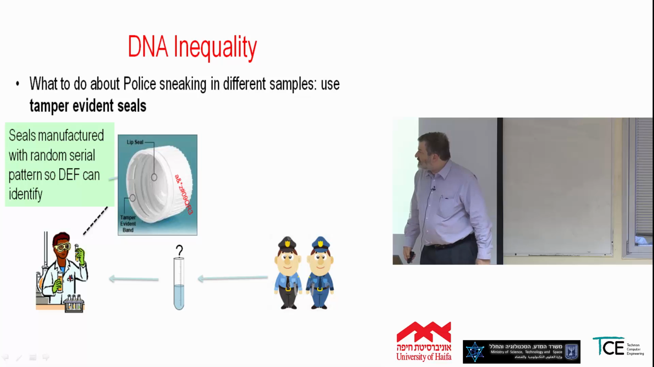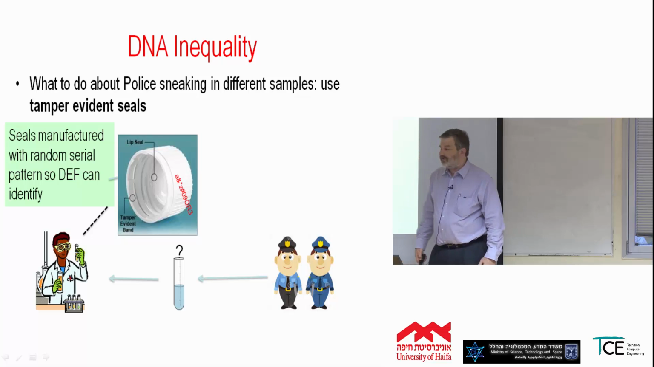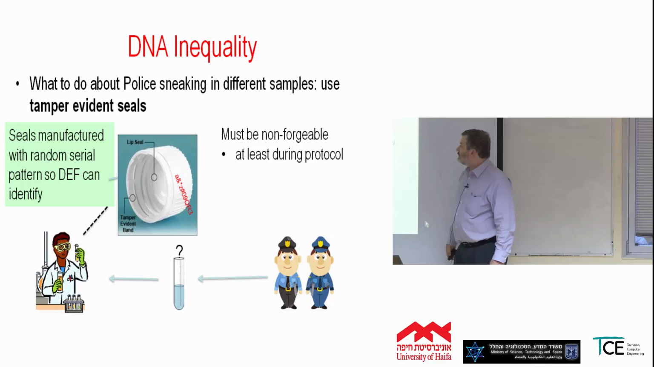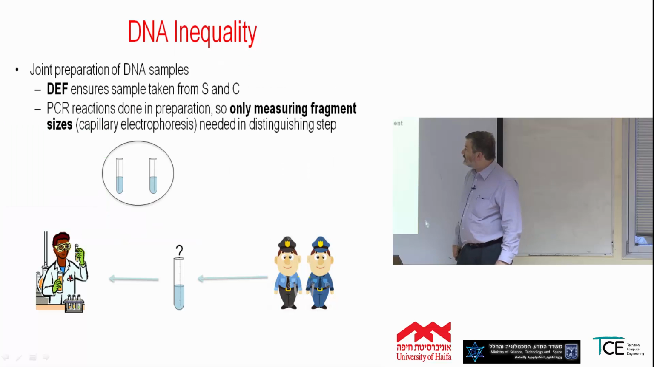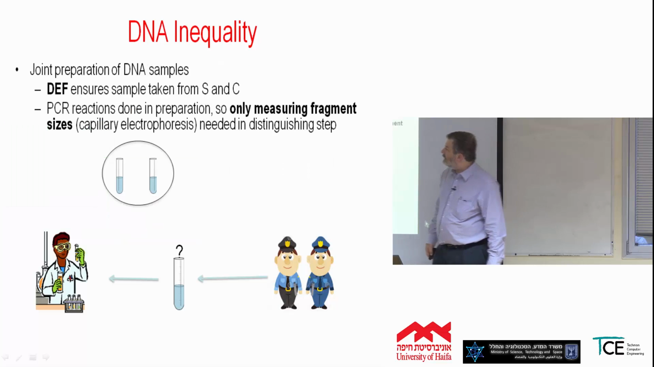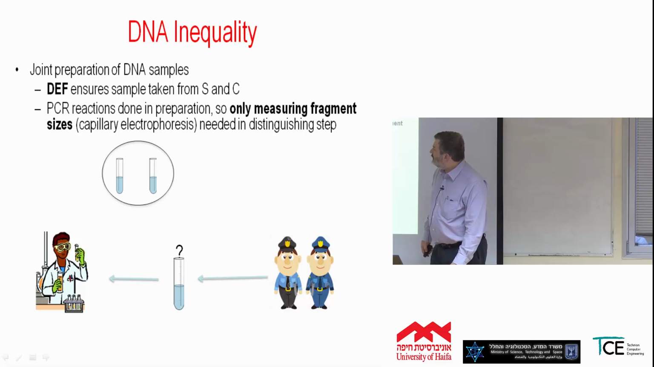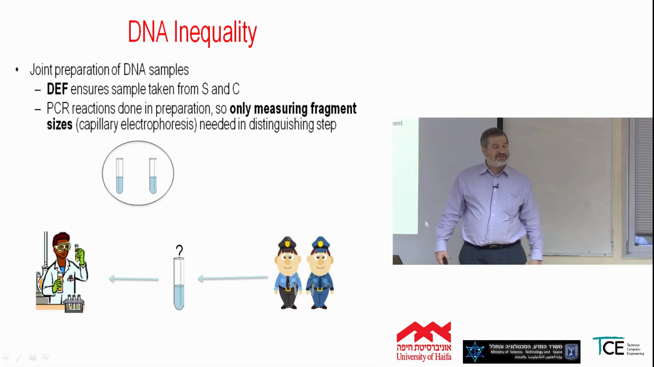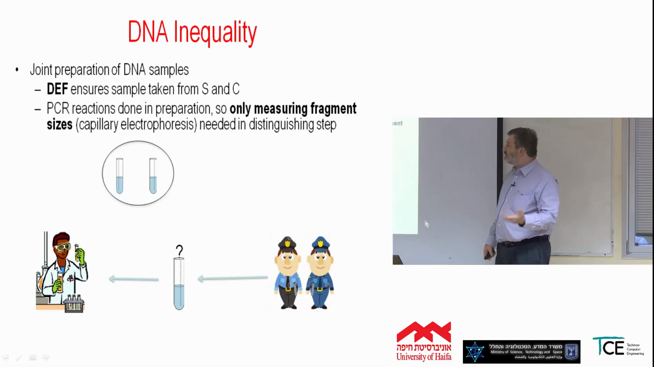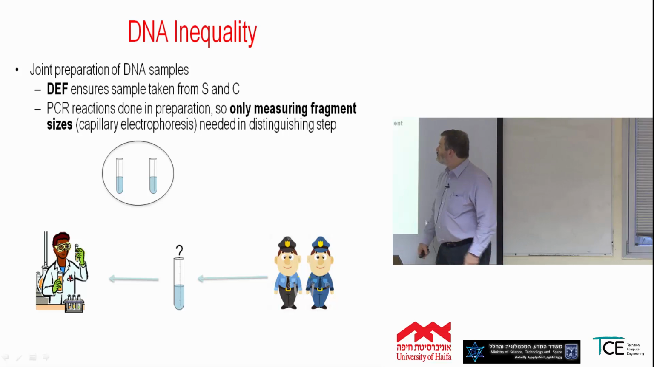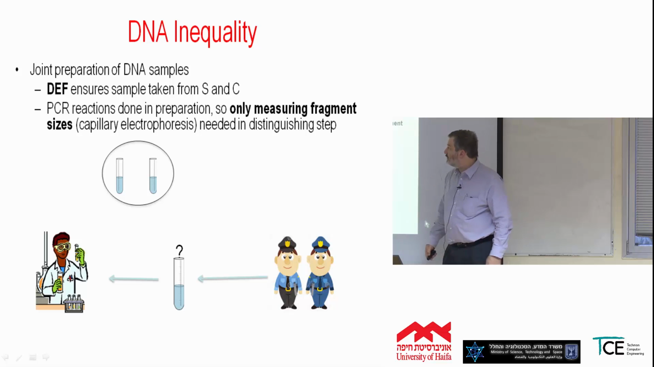And they have some random serial pattern that the defender can identify. It must be non-forgeable, at least during the protocol. And one thing about it is that all the PCR reactions, etc., are done in preparation. The only thing you have to do online is measuring the fragment size. So it's not a very complex thing from the defender's point of view.